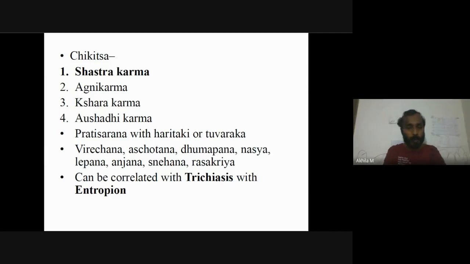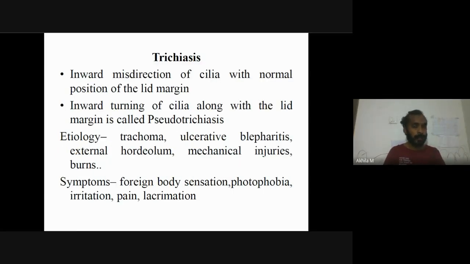So Pakshma Uparodha or Pakshma Kopa is a Tridosha Vyapi Vyadhi. This condition can be correlated with trichiasis or entropion. What is trichiasis? Trichiasis is a misdirected cilia, that is, the cilia pointing towards the cornea or the eyeball, but the lid margin will be normal, without any deformity of the eyelid margin. The cilia or eyelashes misdirected towards the eyeball is called trichiasis.